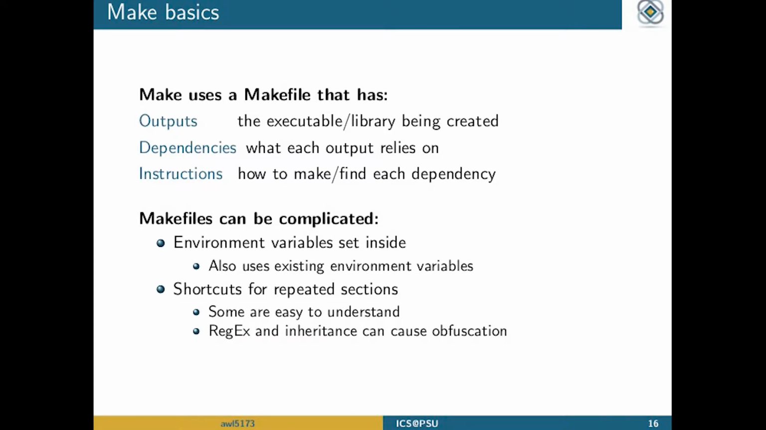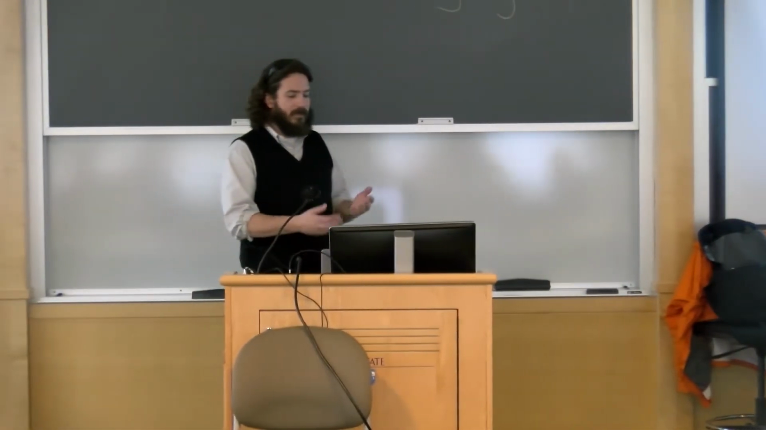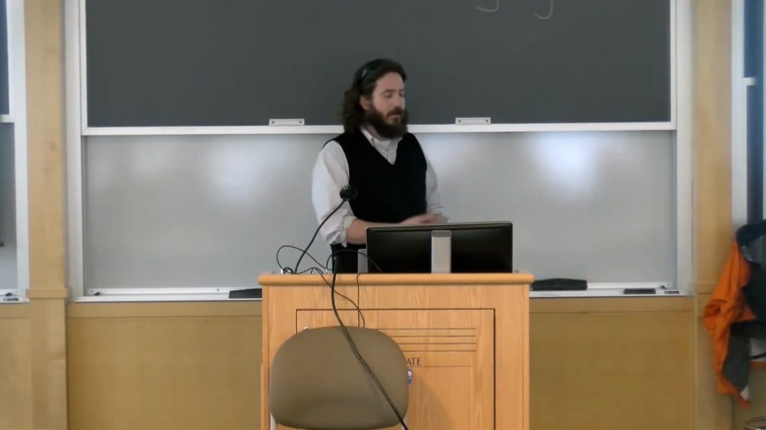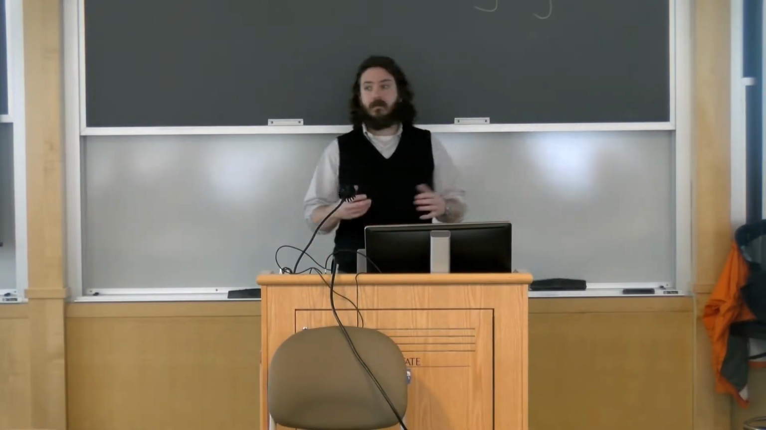We'll talk a little bit about how you can set environment variables within the Make file, so that if there are things that are repeated often, you don't necessarily have to repeat them every time. And then also, there are some shortcuts for sections that are often repeated. Some of these are very easy to understand. However, some of them, because of the regular expressions that are there, are very difficult to understand. So we'll introduce that a little bit in our example.